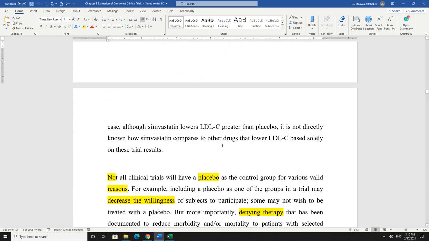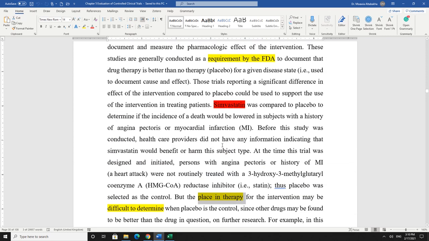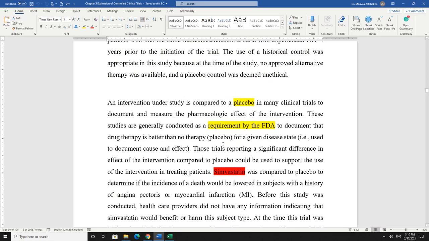Another thing which is bad about placebo is that if the patients know that they will be taking placebo, this might affect them by making them non-compliant. يعني if I know that I'm taking placebo, why should I be compliant? I'm taking nothing. And it will reduce their willingness to participate.